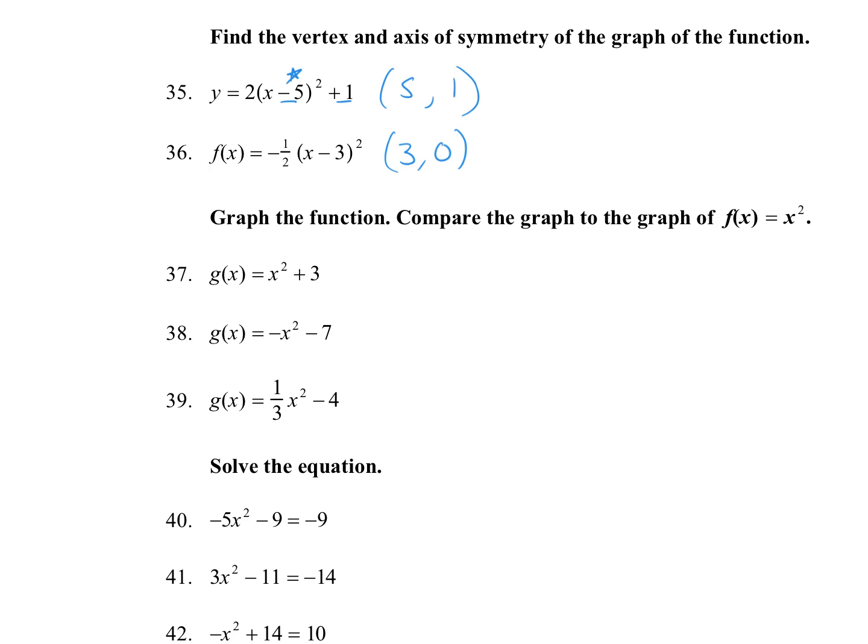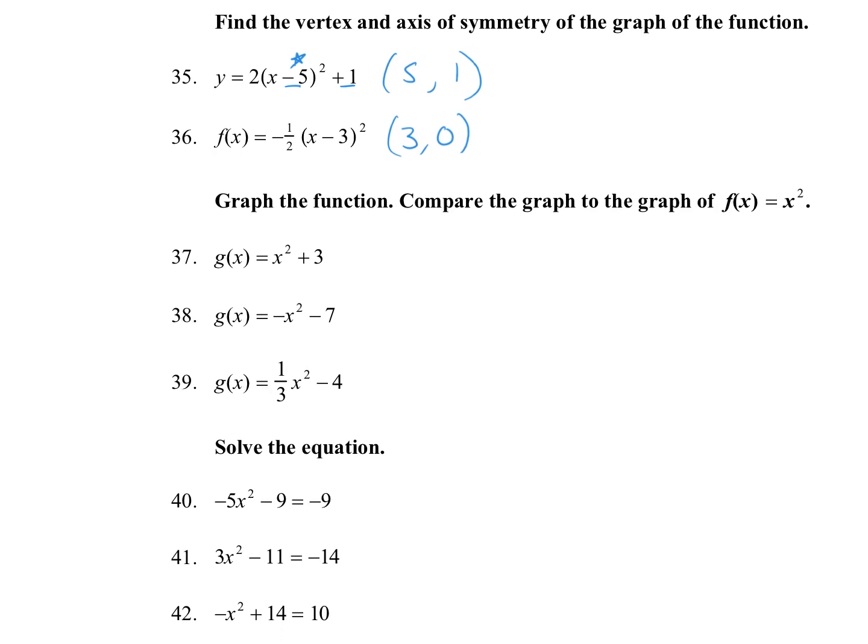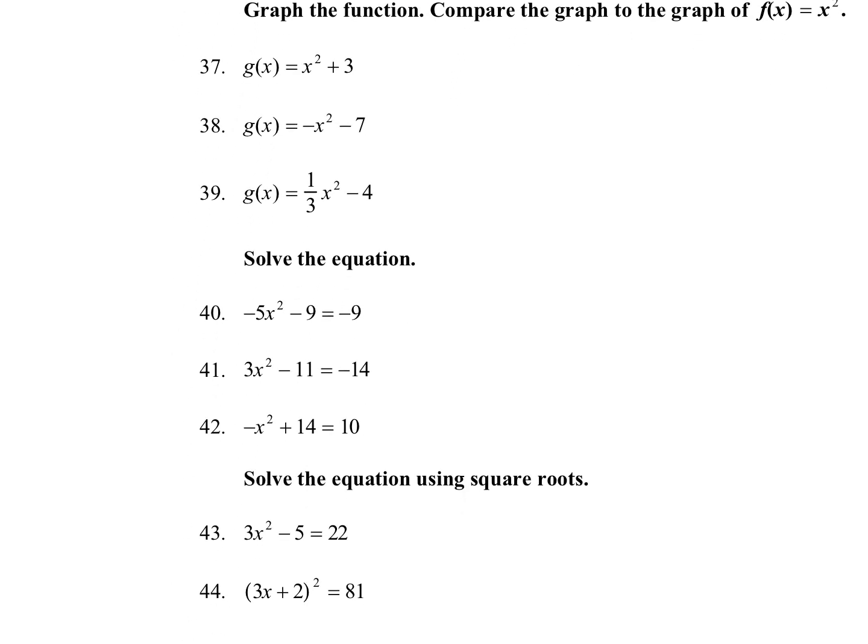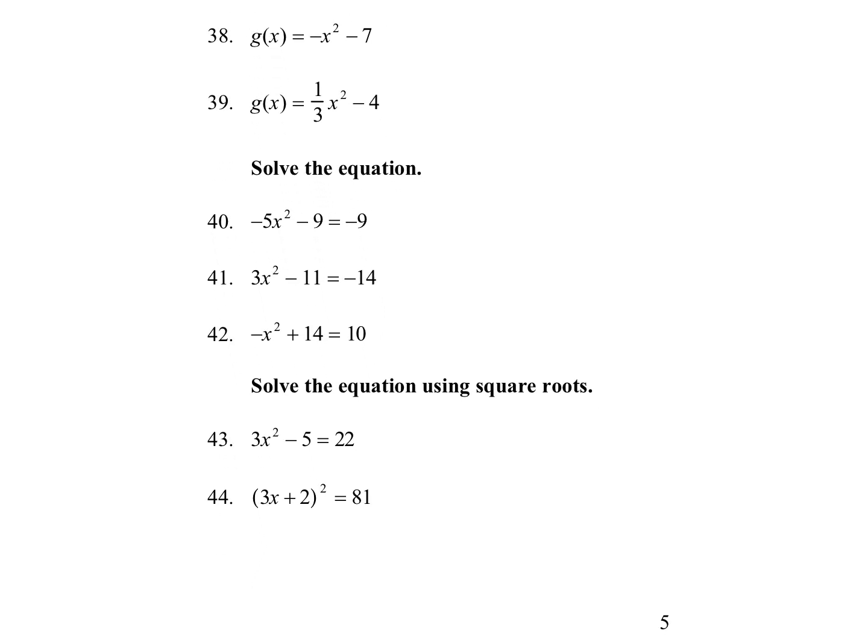Through 39, you're graphing, so just plug in numbers. 40 through 42, solving the equation. Remember, when you take the square root of both sides, you have to put plus or minus. Same thing with 43 and 44. And same thing with the last page, too.